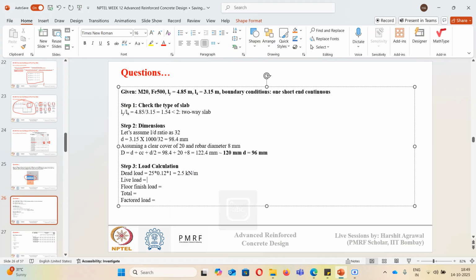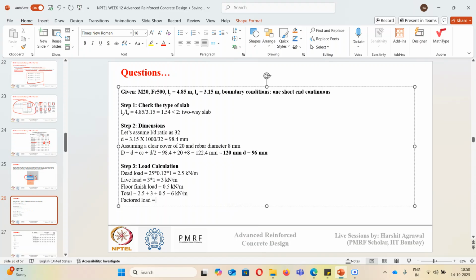Live load, as per for industrial flooring, is taken as 3. So 3 into the width of the section we are assuming as 1, which will give us 3 kilonewton per meter. Floor finish load is given to us as 0.5 kilonewton per meter. So total load is 2.5 plus 3 plus 0.5, which will be equal to 6 kilonewton per meter.